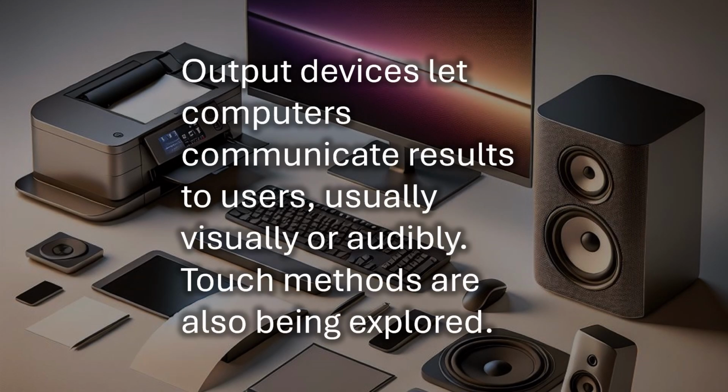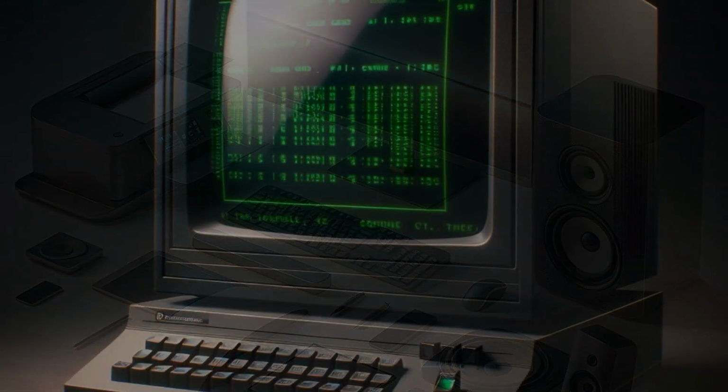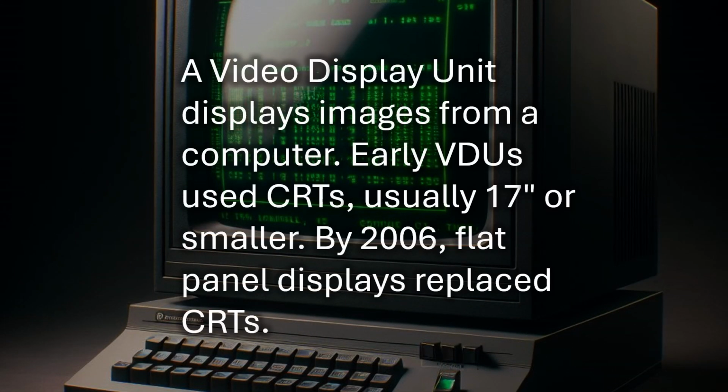Output devices let computers communicate results to users, usually visually or audibly. Touch methods are also being explored. A video display unit displays images from a computer. Early VDUs used cathode ray tubes, usually 17-inch or smaller. By 2006, flat panel displays replaced CRTs.